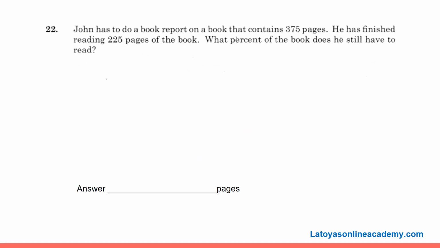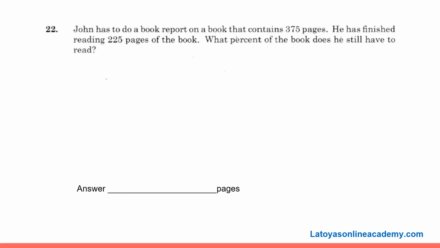Number 22. John has to do a book report on a book that contains 375 pages. He has finished reading 225 pages of the book. What percent of the book does he still have to read? Right? So before we work out the percent of the book that he still has to read, first we need to calculate the number of pages that he has left. Right? So we are going to subtract.